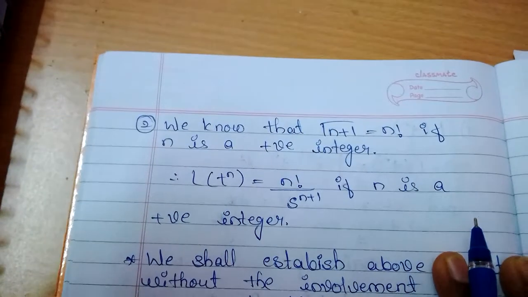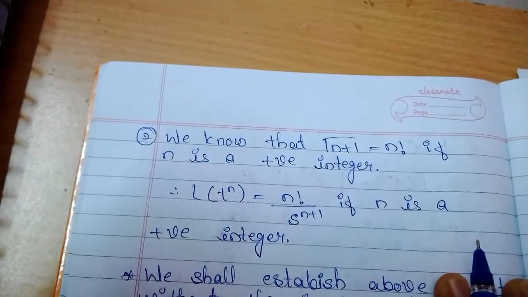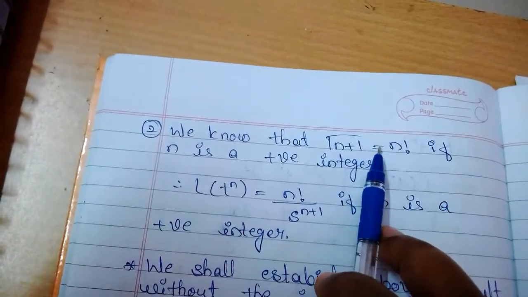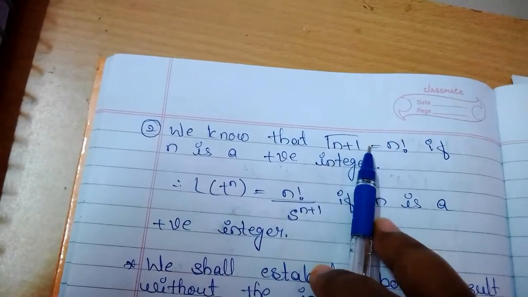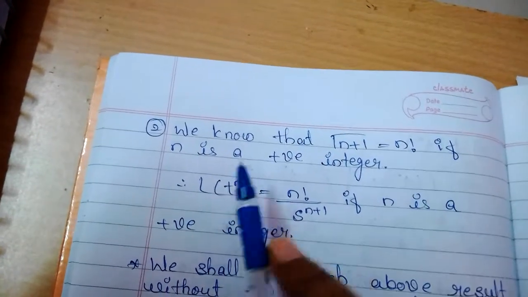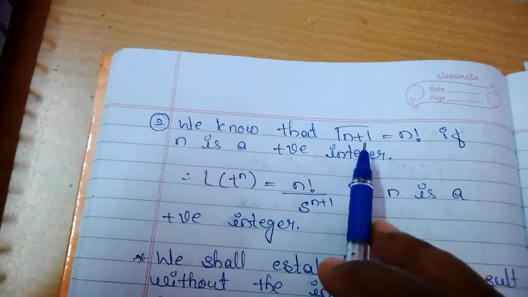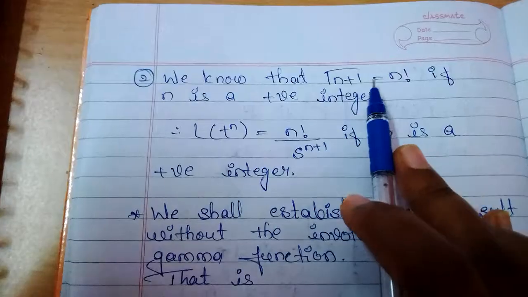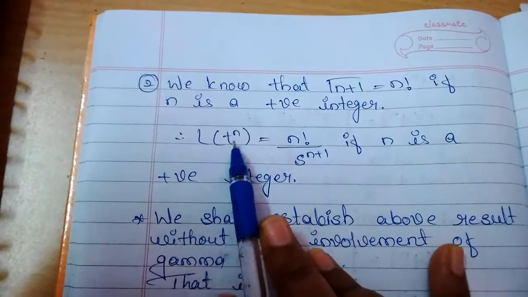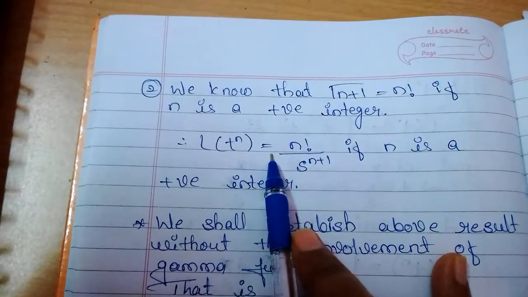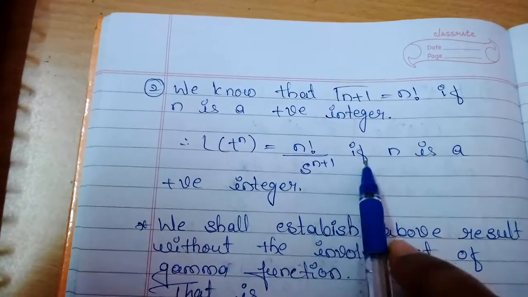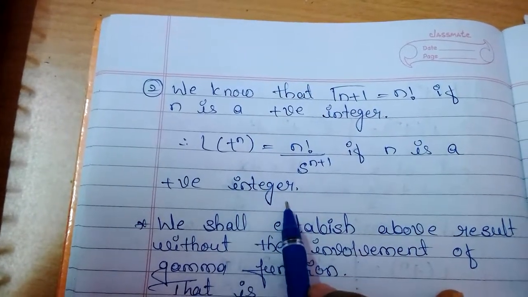when n belongs to any positive real number. Next point, here we know that gamma of n plus 1 is equal to n factorial. This is from properties of gamma function, that is gamma of n plus 1 is equal to n factorial if n is a positive integer. When gamma of n plus 1 is equal to n factorial, Laplace transform of t raised to n is equal to n factorial divided by s raised to n plus 1 if n is a positive integer.